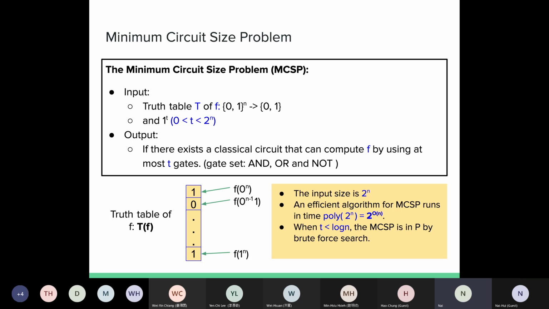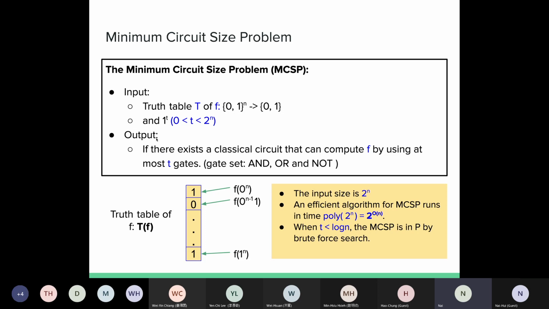You are given an input. The input is a truth table of a Boolean function. You can just consider a function which maps a binary string of length n to either 0 or 1. So you can consider it as an ordinary decision problem, like SAT or 3SUM or any computational problem you can imagine. And you are also given a number t, in unary form.